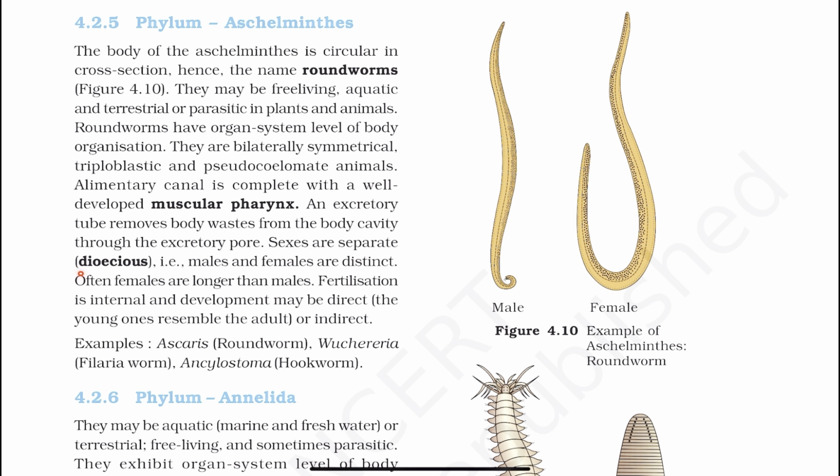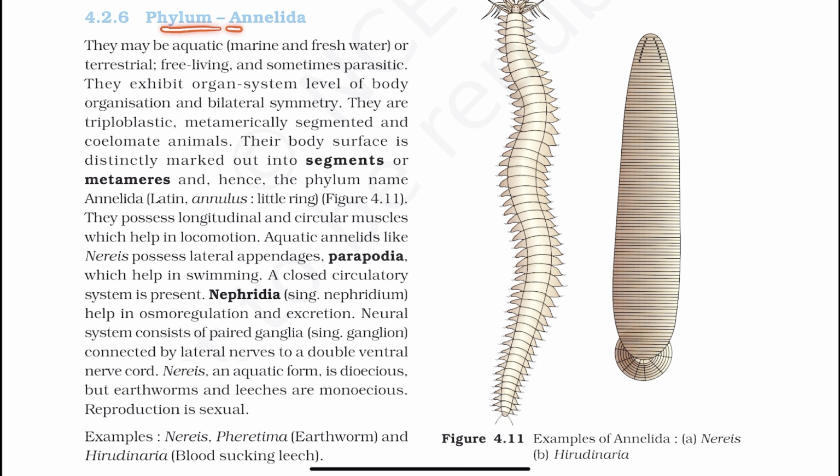Sexes are separate, dioecious, that is, males and females are distinct. Often females are longer than males. Fertilization is internal and development may be direct, the young ones resemble the adult, or indirect. Examples: Ascaris, roundworm; Wuchereria, filaria worm; and Ancylostoma, hookworm. Figure 4.10 Example of Aschelminthes, roundworm. Male, female. 4.2.6 Phylum Annelida.